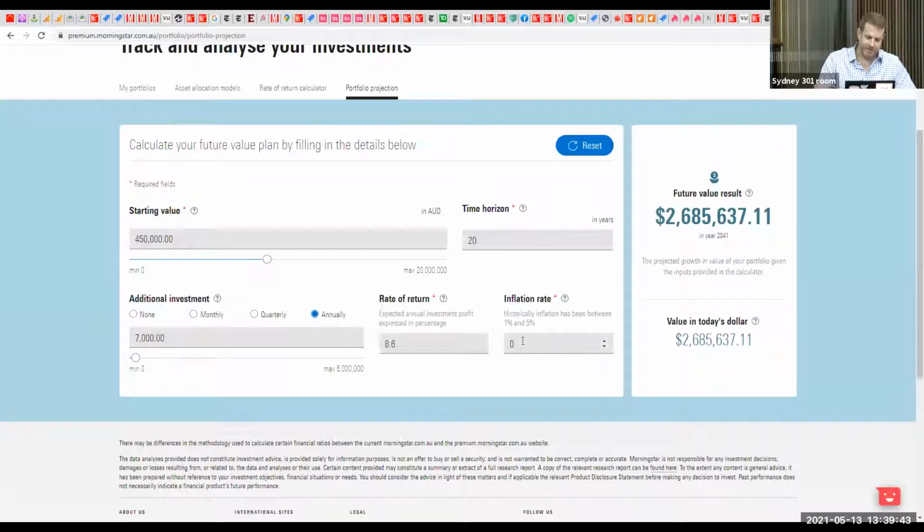All right, so this is basically giving us the same number. Now, this allows you to put in inflation. This is what I like about inflation. This is the opposite inflation calculator. So that's the number we had originally in that PowerPoint, that 2.685 million.